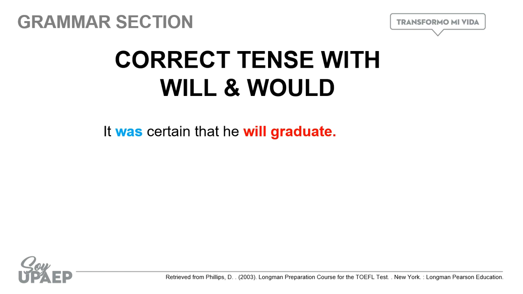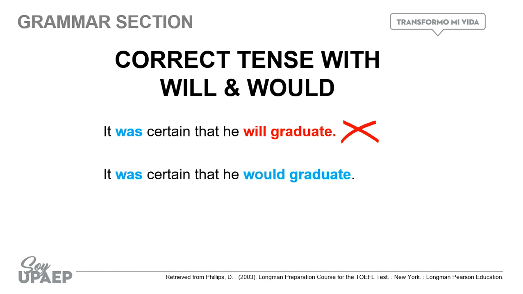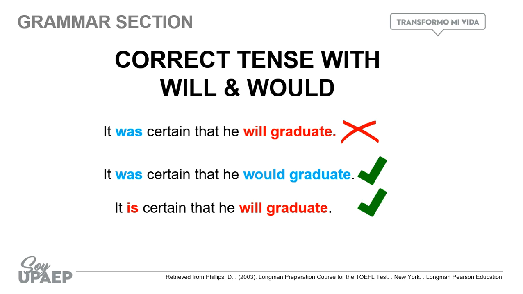Those combinations are correct. For example, in this case, it was certain that he will graduate. Is it correct or incorrect? It's incorrect, right? Why? Because we cannot combine the past with will, okay? So we have two options. It was certain that he would graduate, which is correct, or it is certain that he will graduate. So if you notice again, we can combine the past with would and the present with will, okay?